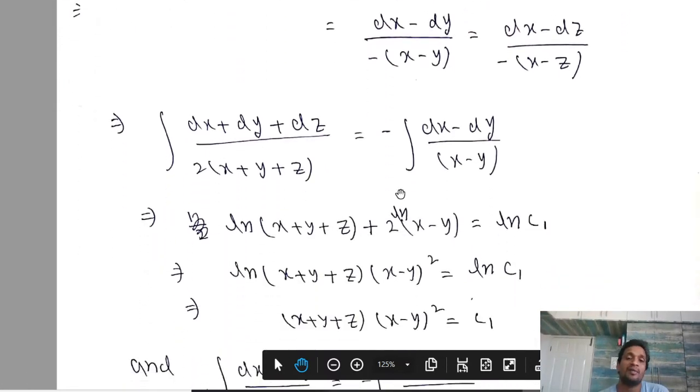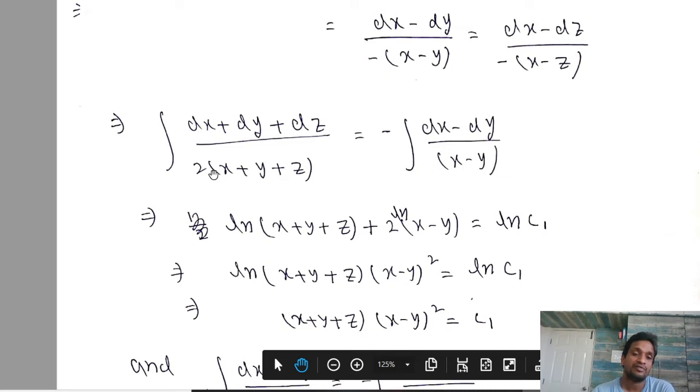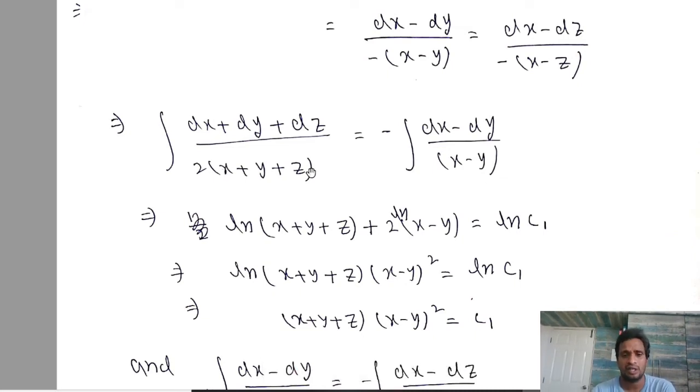See here, it is in the form of dx by x. If you assume x plus y plus z is equal to t, then the derivative is in the numerator. Here also, if I assume x minus y is t, then the derivative is in the numerator. So I am bringing 2 to this side. The integration of dt by t is ln of t. So ln of x plus y plus z plus 2 into ln of x minus y, because I am cross multiplying 2, is equal to ln of c1.